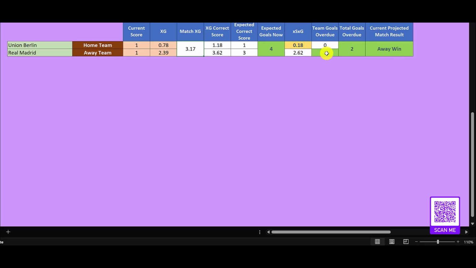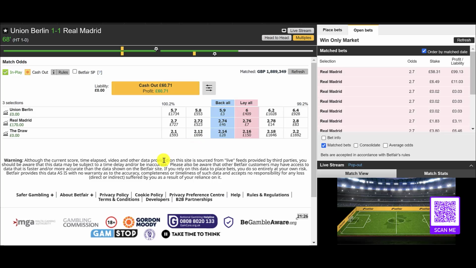Team goals overdue is 2 goals for Real Madrid. So, you know, we're expecting them not just to win, but to win it comfortably, possibly hitting a 3-1 or something like that. But either way, we're not going to be too ambitious. We're just going to look to try and get that 1 goal for Real Madrid to take the lead in this one. So let's see what happens.